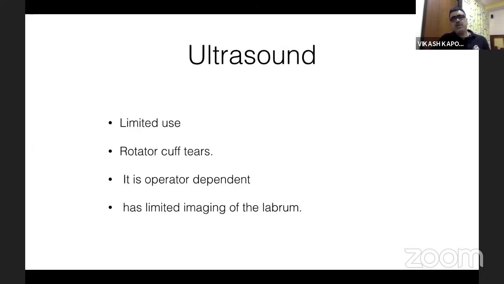Ultrasound nowadays has very limited use in instability. Absolutely, I think it is of no use as far as I'm concerned. It is out in my practice, but in rotator cuff tears it has a role if you have a very good operator. Affordability issues are not there here so much because of the limited cost of MRI. I think ultrasound has a very limited role in imaging of the labrum and instabilities. Thank you very much.